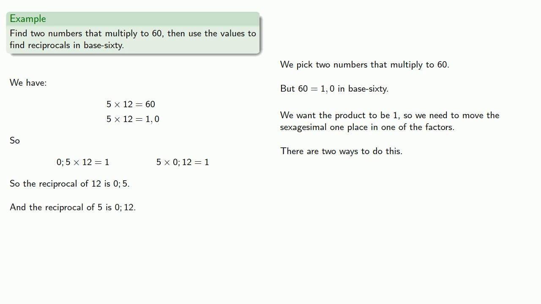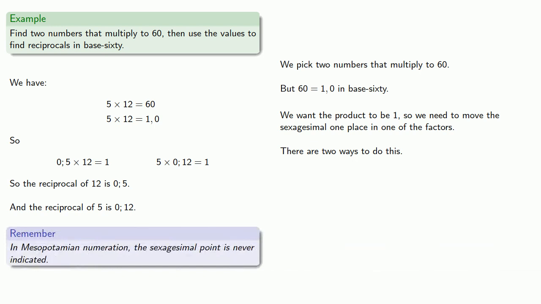And it's worth remembering that in Mesopotamian numeration, the sexagesimal point is never indicated. And what this means is that if you were a Mesopotamian scribe, the reciprocal was just 5 or 12. We can extend this a little bit further. Suppose the product of two numbers is 60. Then if we multiply A by N and divide B by N, the product will still be 60. And since we can shift the sexagesimal point, we can focus on the actual digits of the numbers.